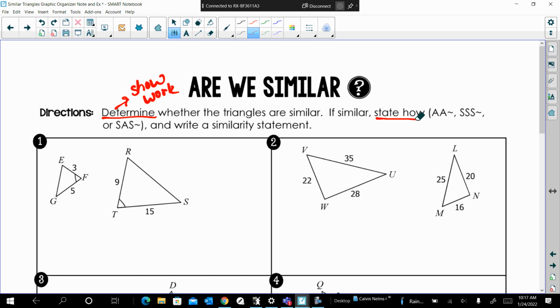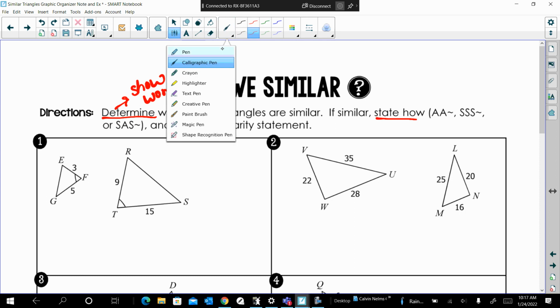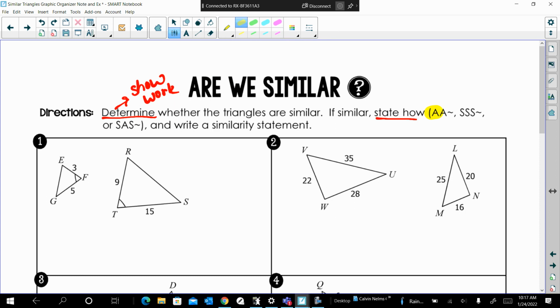That means you're going to pick either, let me go to my highlighter, angle similarity, side similarity, or side angle side. Can it be not similar? Or not similar, yes. And then when you're done, it says right here to write a similarity statement, which is what we did on that green paper on the graphic organizer.